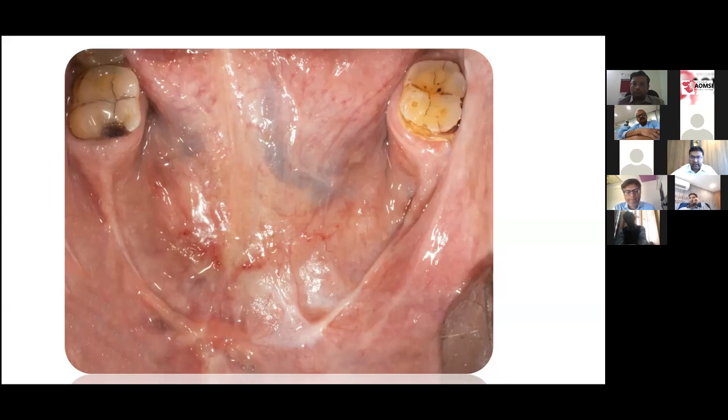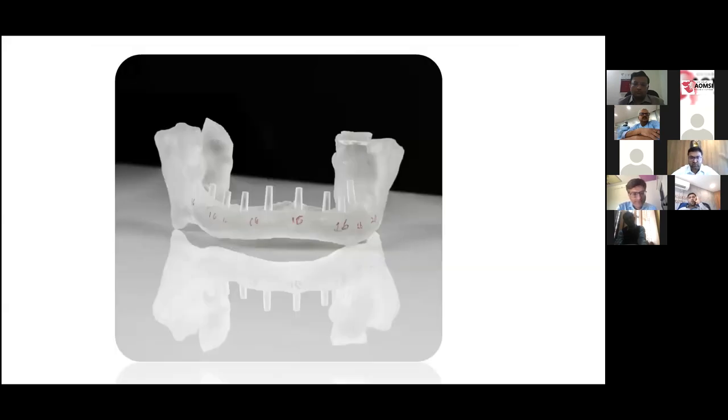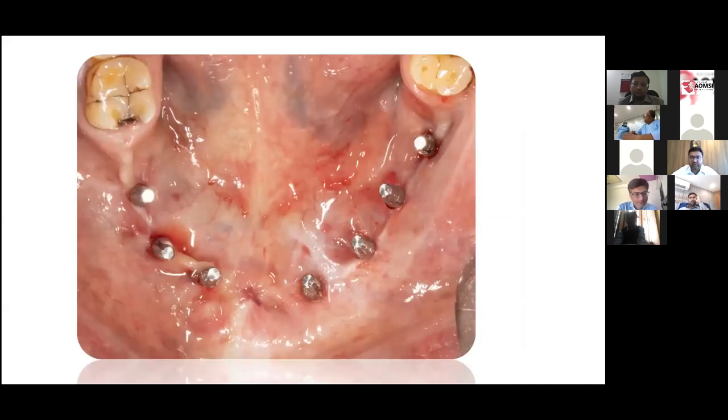Definitely. So I would like to just finish this case as I am biased towards my basal implants. So this is what we have planned, as we are not worried about the inferior now. So what we are trying to engage is the lower border of the mandible. And this was the model which we have planned. And this is how we wanted the post-op picture. And this is what we have achieved.